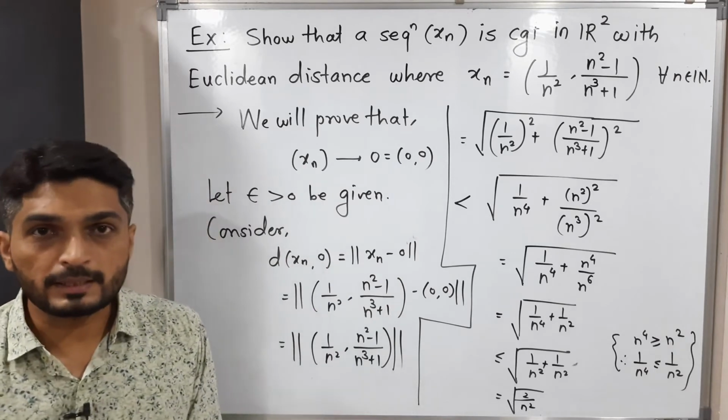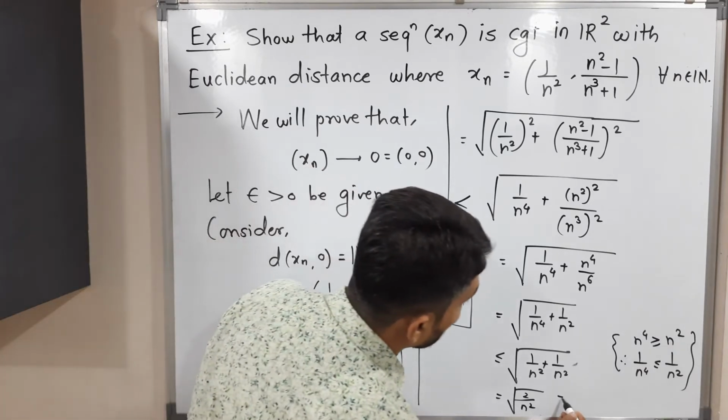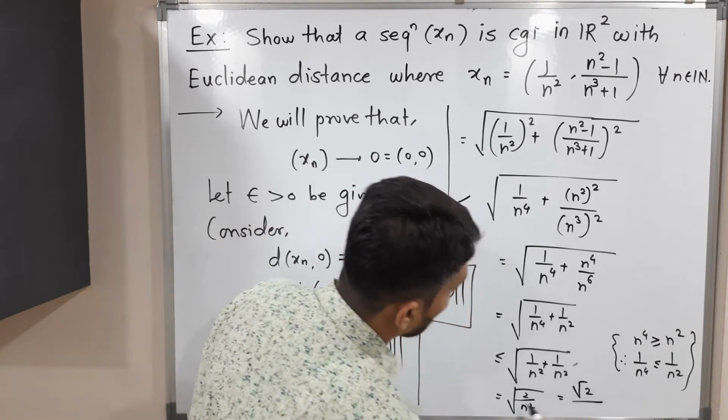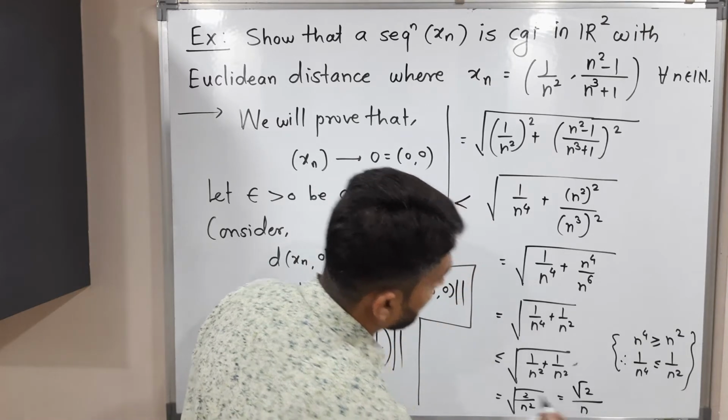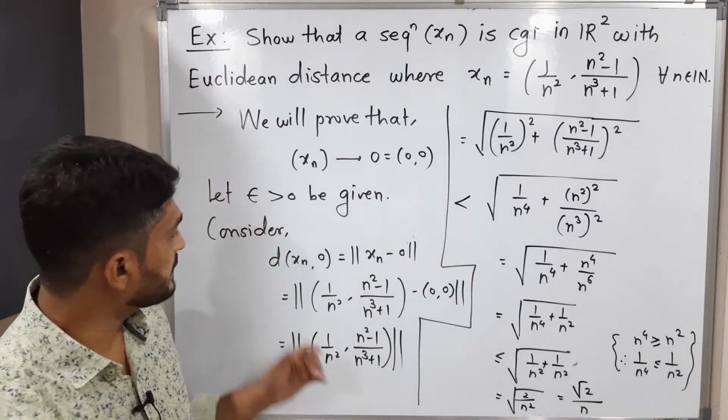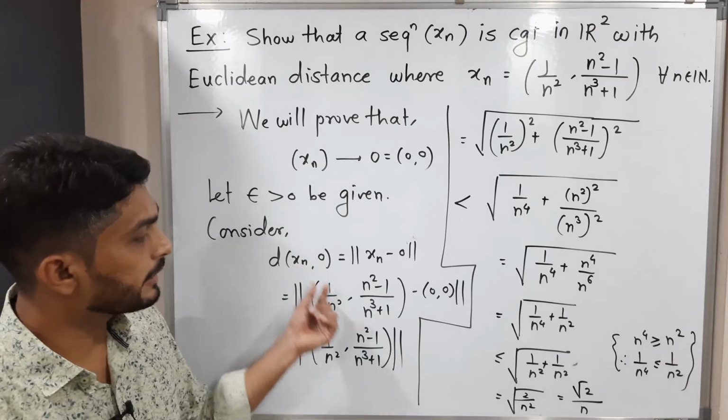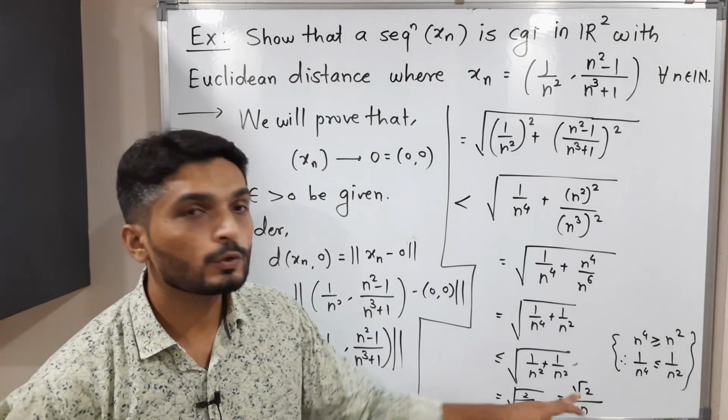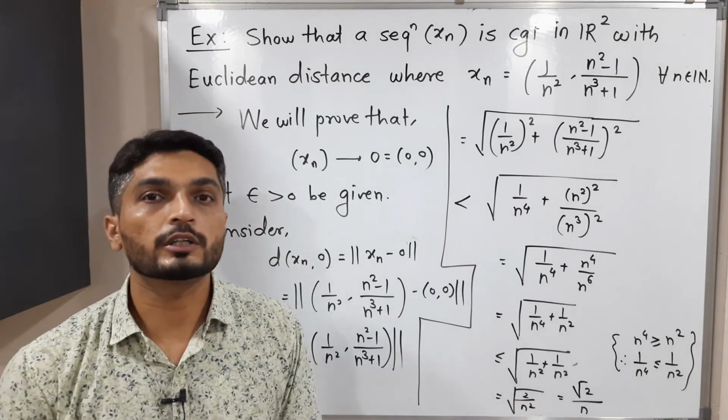Let us take separate square roots. So we'll have root 2, and if you take the square root of n square, we'll have n. Okay. So what it means, this d of xn comma 0 is less than root 2 by n. This is a very important thing we have got.